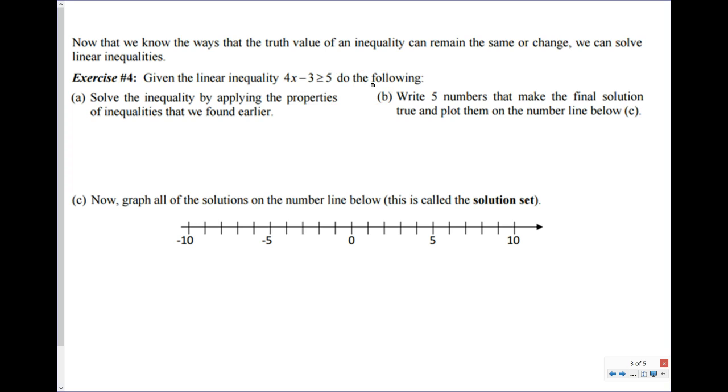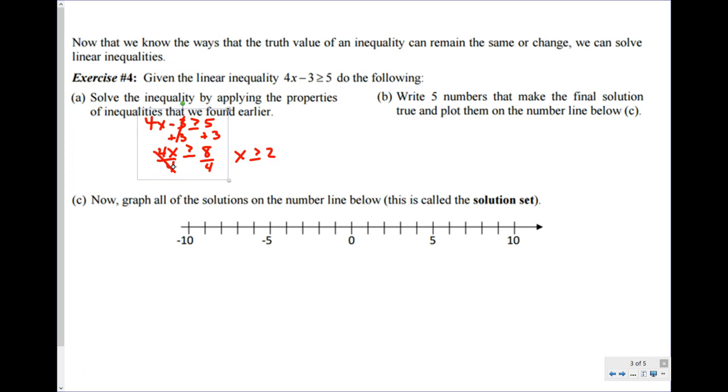First, let's solve the inequality by applying properties that we found earlier. So to solve this, it's very similar to solving a linear equation. Okay, so I'm going to try and get x alone, so I'm going to add 3 to both sides. 3's cancel out. 4x, instead of an equal sign, I have a greater than or equal to. 5 plus 3 is 8.